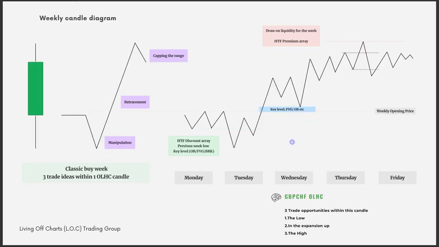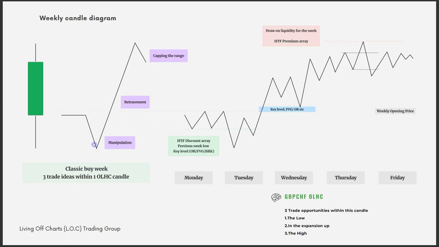Right, so we've got the weekly candle diagram over here. Might be a lot to take in, but we're going to walk you through everything that is on the screen. We're going to be talking about a classic buy week. And in this classic buy week, there are three trade opportunities within that one open, low, high, close candle, right?